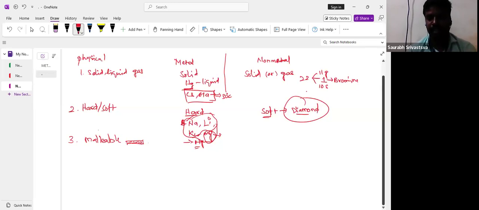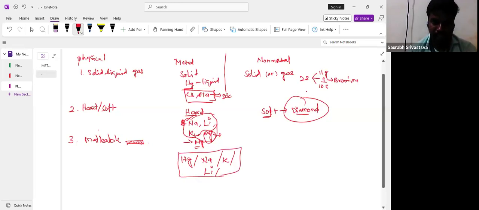For example, mercury is already in the form of liquid, so it is not malleable. Next, sodium is not malleable. Why? Because you can't make a thin sheet. Potassium, you can't make a thin sheet. And lithium, you can't make a thin sheet. So these examples are exceptional cases.